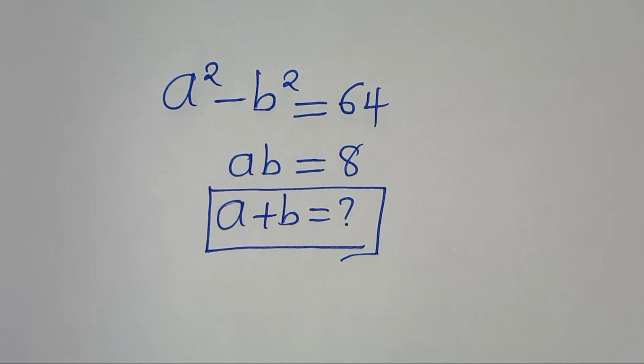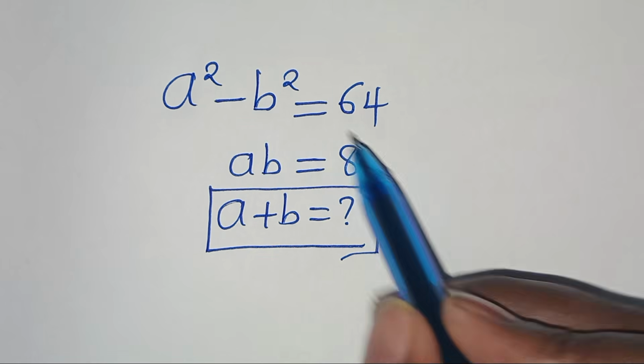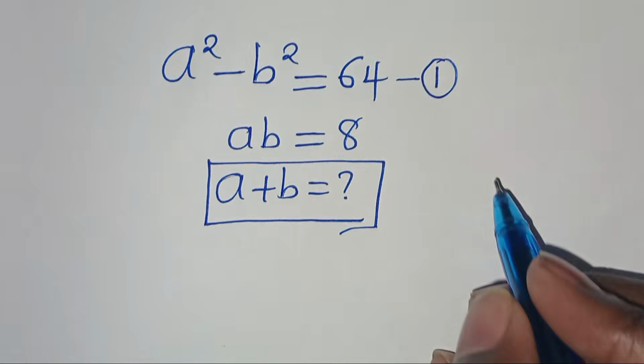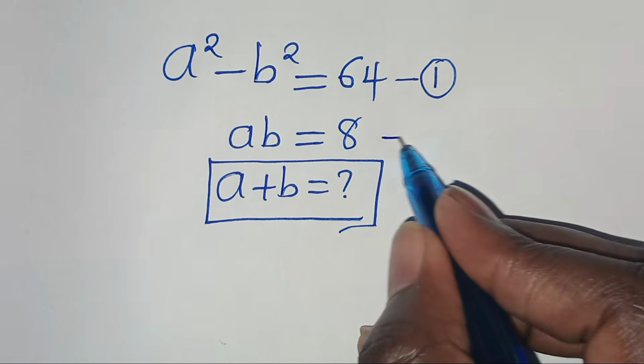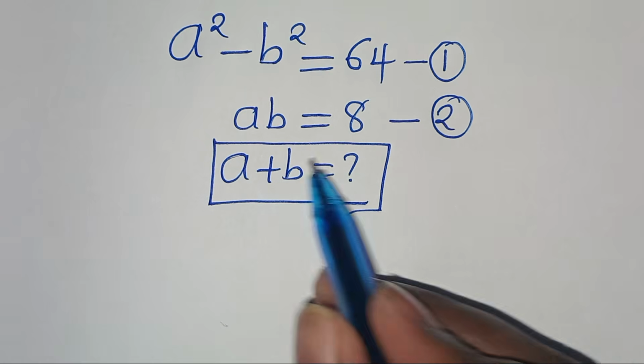Hello everyone, you're welcome to solve this nice algebra problem, which is a squared minus b squared equal to 64. Let's call this equation 1. A times b is equal to 8. Let's call this equation 2. So what is the value of a plus b?